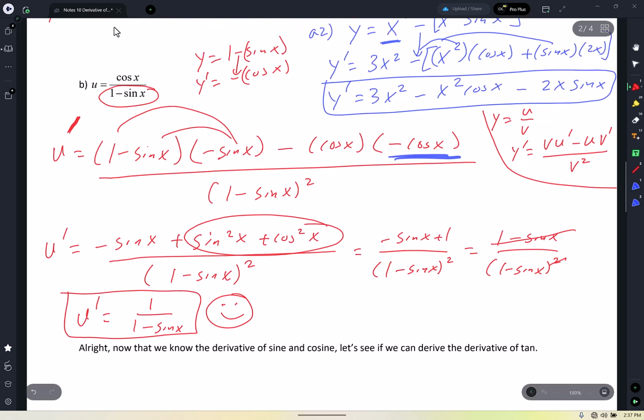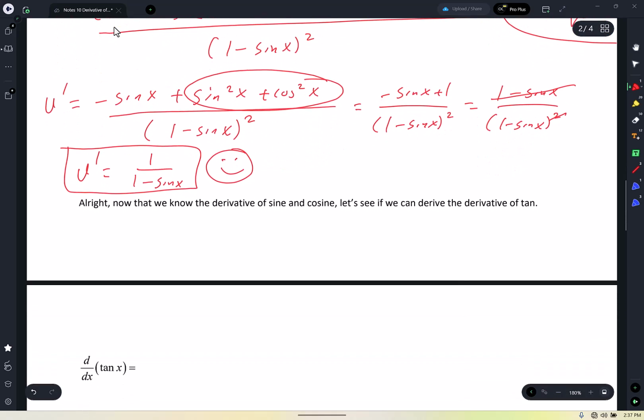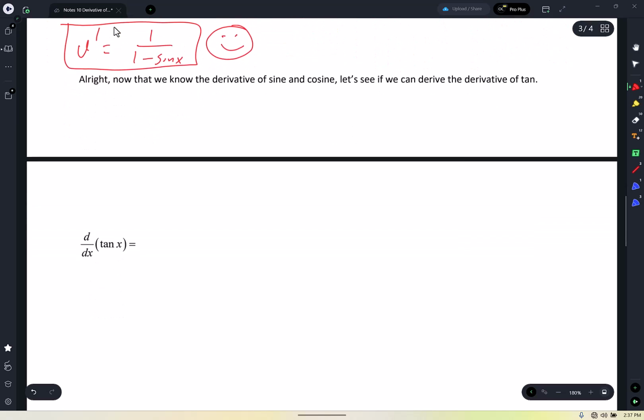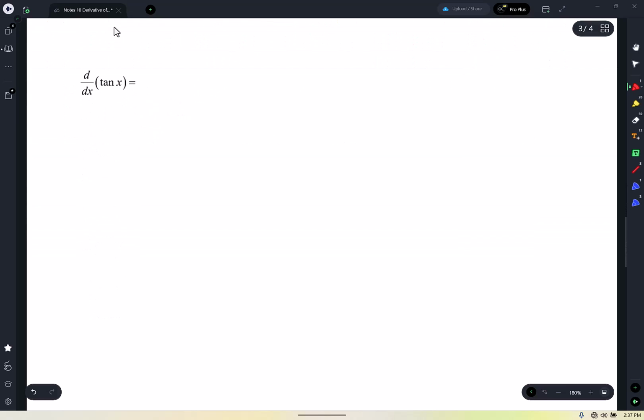Cool? Cool. All right, now that we know the derivative of sine, we're going to do the derivative of tan. I don't know why I even said it like that. I didn't mean to. All right. Y'all ready? It's not even that bad, guys. It's not even that bad. I'm having a good time. You guys aren't having a good time? I'm having a real good time. All right.